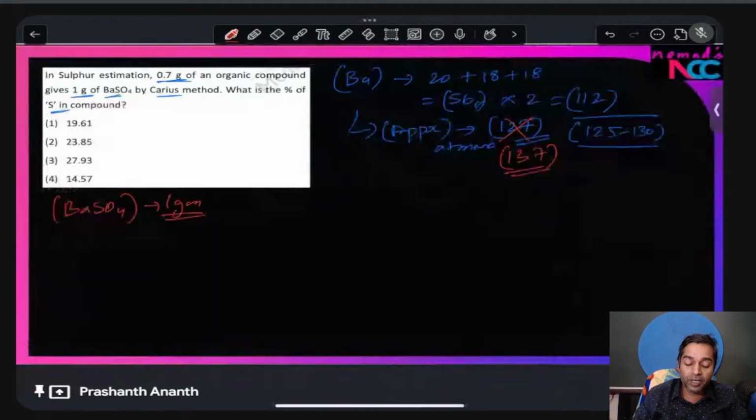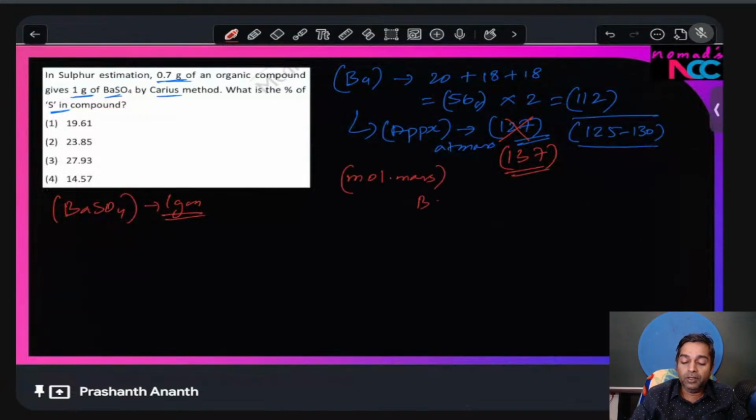So 1 gram is going to be given over here, molecular mass of barium sulfate. Let's quickly get that done. It's going to be 137 plus sulfate, which is going to be 96, I think, because it's 32 plus 64, 96, yeah. So 96 plus 137, so it's going to be 133 plus 100, so 233. So 1 gram implies it's going to be 1 divided by 233 moles.